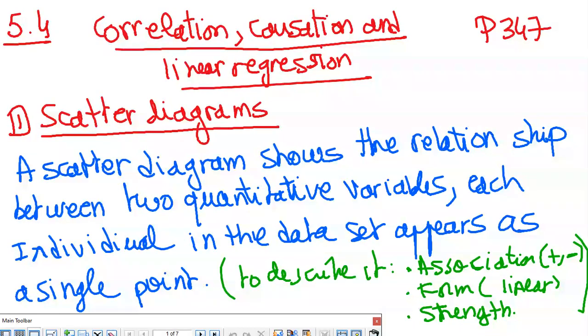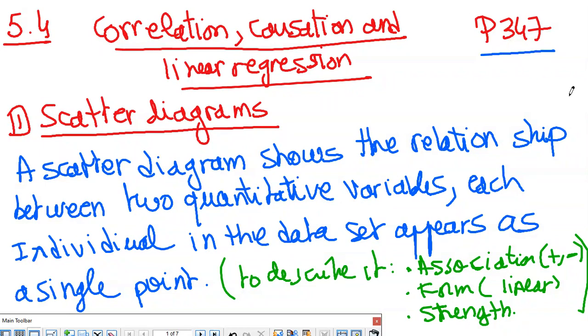A scatter diagram shows the relationship between two quantitative variables, and each individual in the data set appears as a single point. So when I want to do the scatter plot, I'm going to see points on the graph. You need to understand that here I'm working with two variables, not one variable. It's not like the preceding lesson.